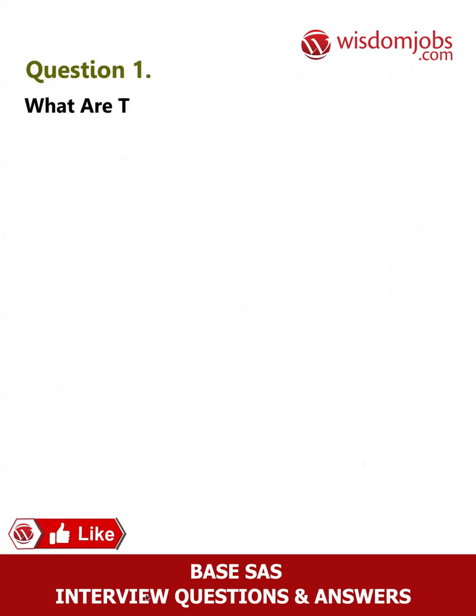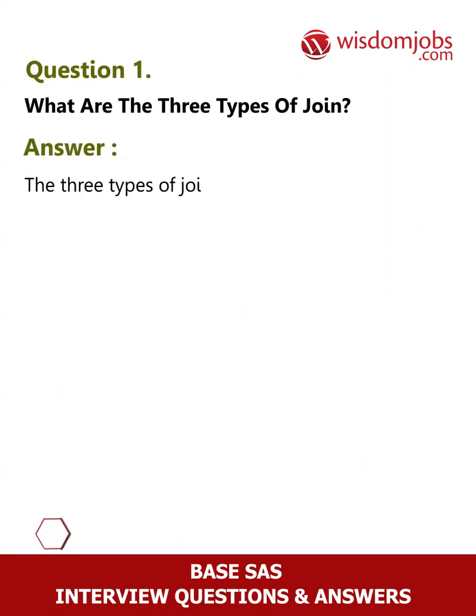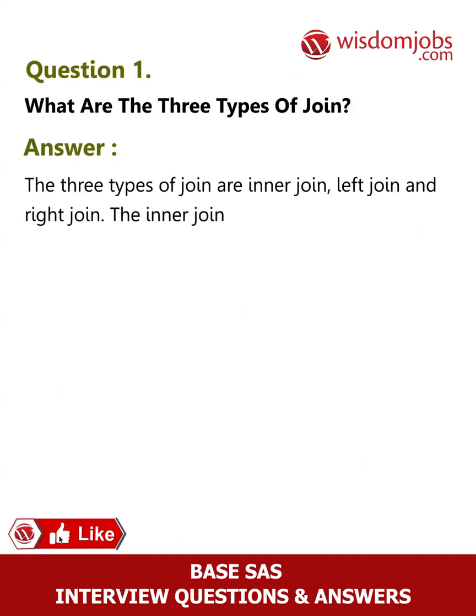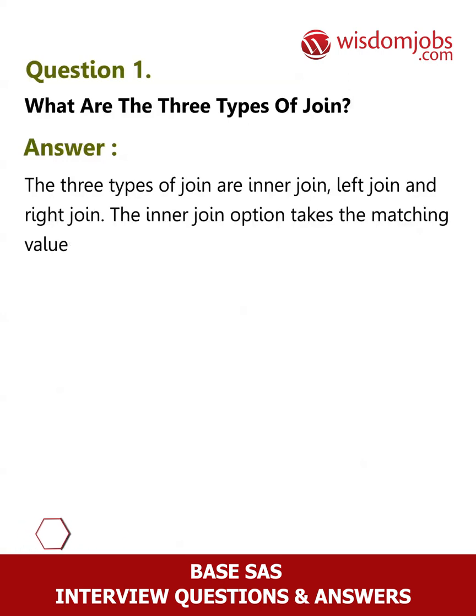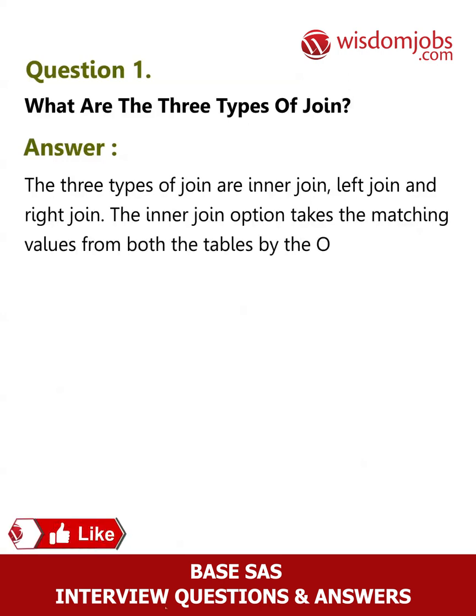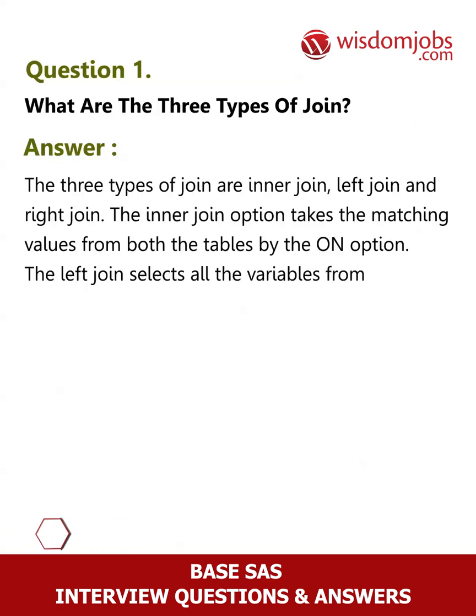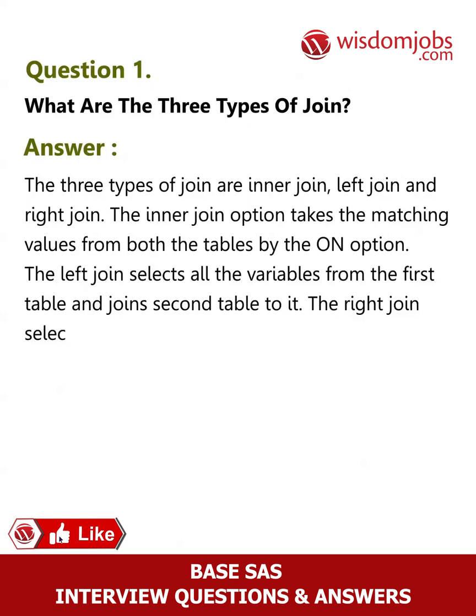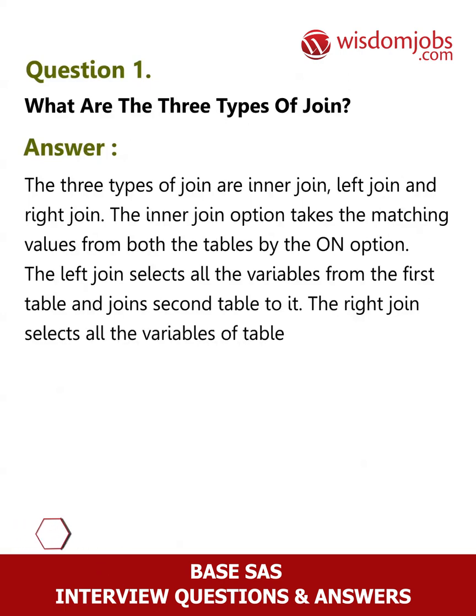Question 1. What are the three types of join? Answer. The three types of join are inner join, left join and right join. The inner join option takes the matching values from both the tables by the on option. The left join selects all the variables from the first table and joins the second table to it. The right join selects all the variables of table B first and joins table A to it.